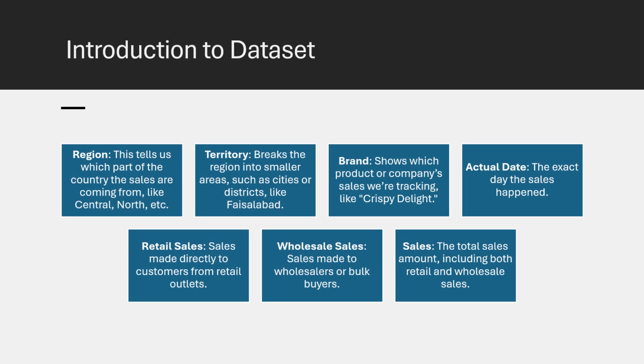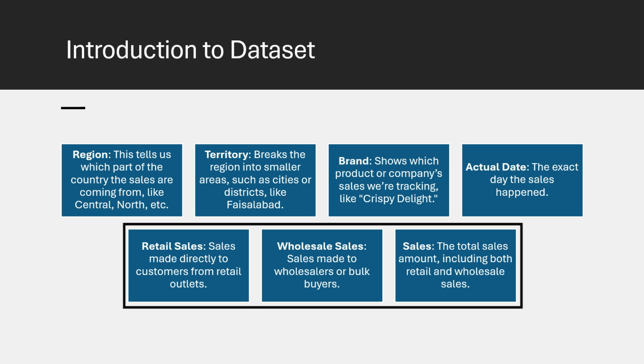Let's take a quick look at the dataset we will be using for our sales dashboard. The region column tells us which part of the country the sales are coming from, and the territory breaks it down into smaller areas within that region. The brand column shows us which product sales we are tracking. Then we have the actual date, the exact day the sales were made. Finally, we have the retail sales, wholesale, and the total sales.